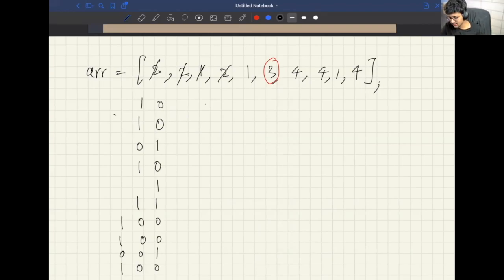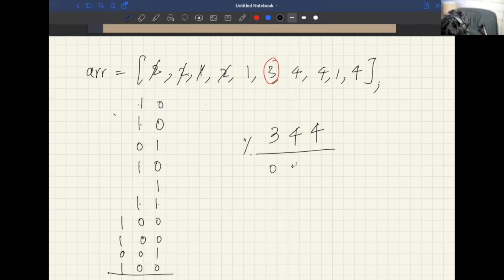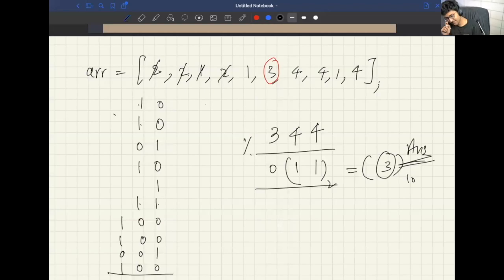Here you can see, since this number is occurring thrice, and this is occurring thrice, and this is occurring thrice, the sum of the bits at each index for these numbers will also be divisible by 3. So if I make a sum of this, and take it modulo 3, I'm going to get 0 1 1. What is this in decimal? 3. Answer. If a number occurs thrice, all the bits of that number will also occur thrice. Make sense?